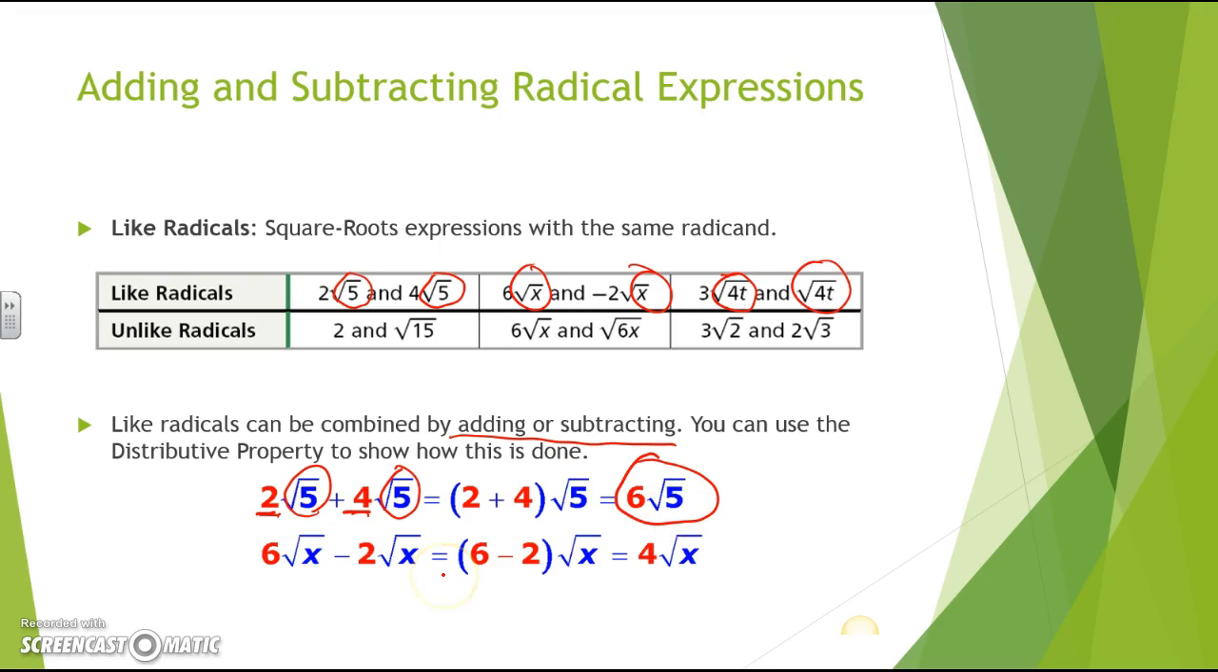The second example we have is 6 times the square root of x minus 2 times the square root of x. My like radicals are the square root of x, so we combine those. We'd also combine our outside numbers, so 6 minus 2 gives me 4 times the square root of x, and that would be my final answer.